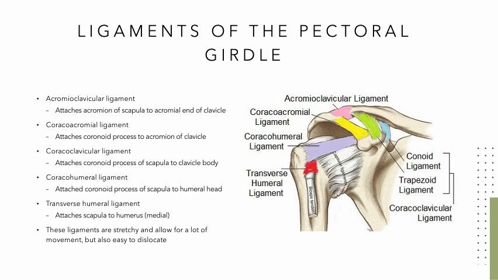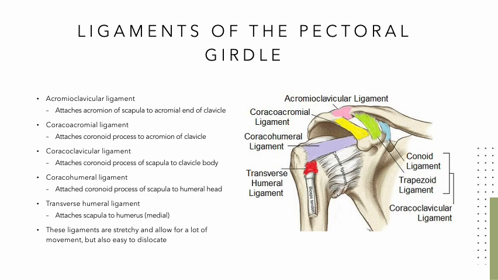Then there's the coracoclavicular ligament. This goes from the coracoid process of the scapula to the clavicle. So that is going to be the green and the blue ones. So scapula to clavicle. And then there's the coracohumeral ligament. This goes from the coracoid process of the scapula to the humerus. So that's the purple one in this picture.